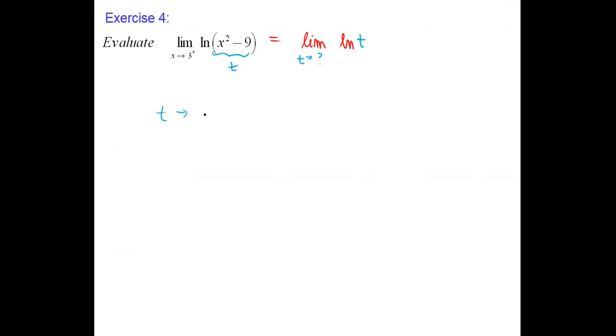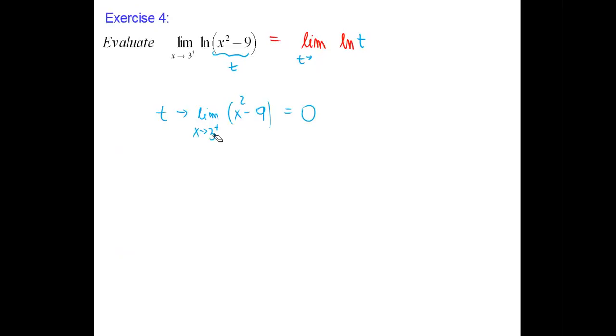And t is the quantity x squared minus 9 at 3 from the right-hand side. Actually, I don't have any rational expression, nothing. I can simply substitute 3. 3 squared is 9, 9 minus 9 is 0. Okay, I have no problem. I can use the direct substitution.